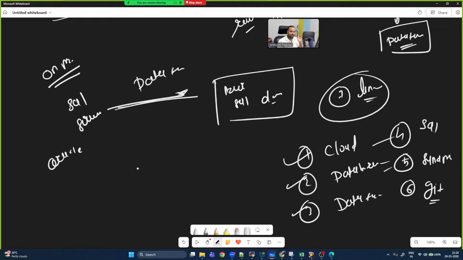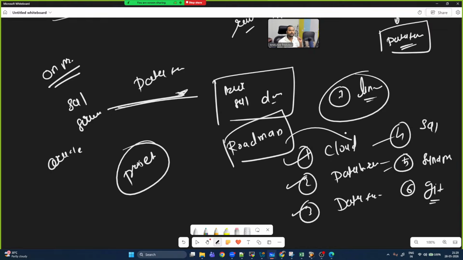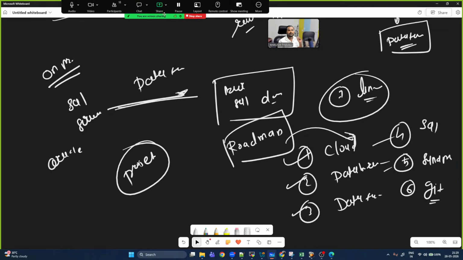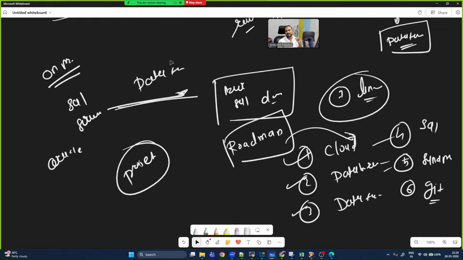And the most important thing is, at the end, we need to understand the projects, because that is something you are going to do and explain to your interviewer. Multiple projects, we need to see that. So this is the roadmap. If you want to start your career as a data engineer, you need to follow this roadmap, and then you can easily start your career as a data engineer.